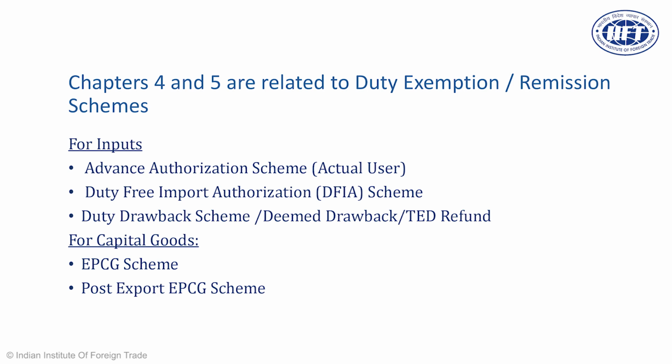So for inputs, we have the scheme known as the Advance Authorization Scheme. We have a variant scheme known as the Duty Free Import Authorization Scheme, and there is a Duty Drawback Scheme, which is basically a duty remission scheme in which the duty is first paid and then a claim on the duty already paid is made. This Duty Drawback Scheme is implemented by the Department of Revenue, Ministry of Finance. So for inputs, we had the schemes I just mentioned, but for capital goods, which include the machinery by the use of which the export product is being made, we have the Export Promotion Capital Goods Scheme, which is both pre-export, the EPCG scheme in the usual sense, and a variant known as the post-export EPCG scheme.